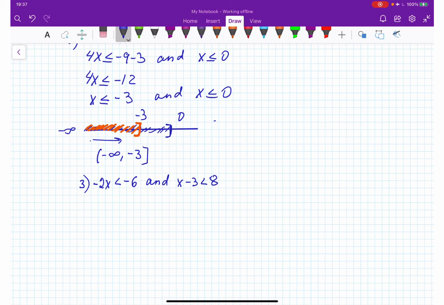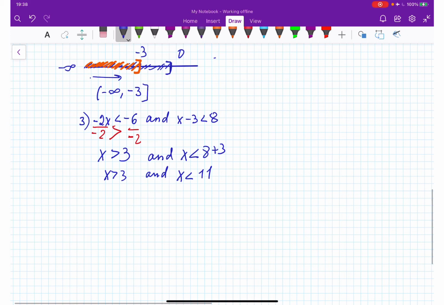What is interesting here, since we have to divide by negative 2, right? When you divide by a negative number, it affects the sign of the inequality. It was less than, the negative sign is going to flip it, and it will become greater than. So the answer is x is greater than positive 3. And we will get x is less than 8 plus 3. So we get x greater than 3 and x is less than 11.